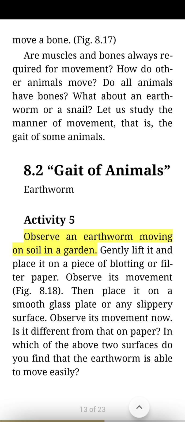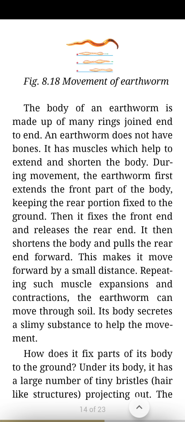Activity 5. Observe an earthworm moving on soil in a garden. Gently lift it and place it on a piece of blotting or filter paper. Observe its movement. Fig. 8.18. Then place it on a smooth glass plate or any slippery surface. Observe its movement now. Is it different from that on paper? On which of the above two surfaces do you find that the earthworm is able to move easily? Fig. 8.18. Movement of earthworm.